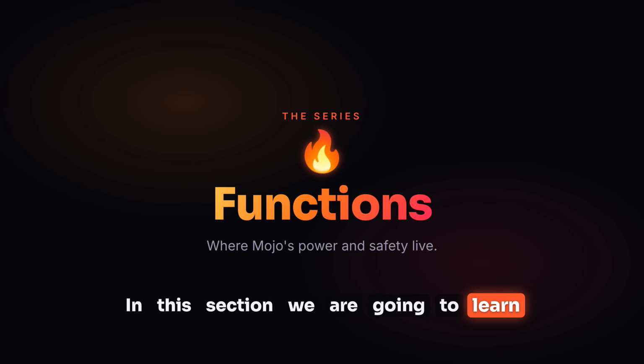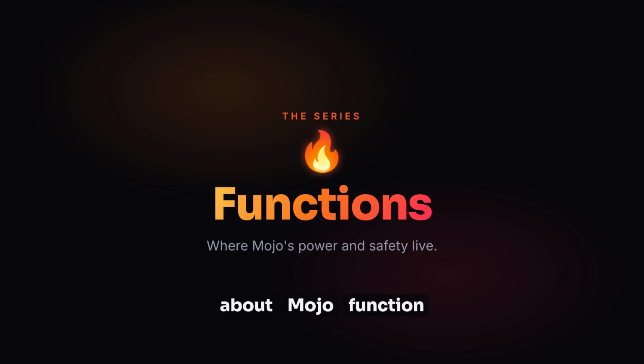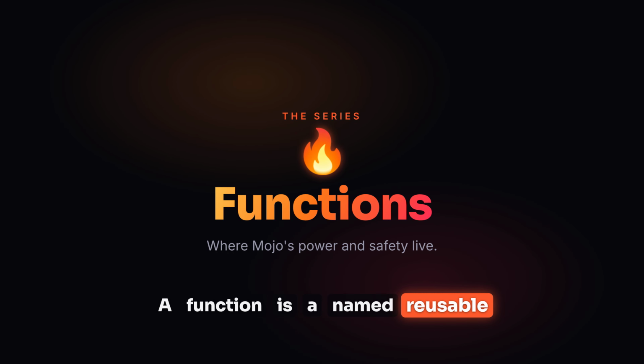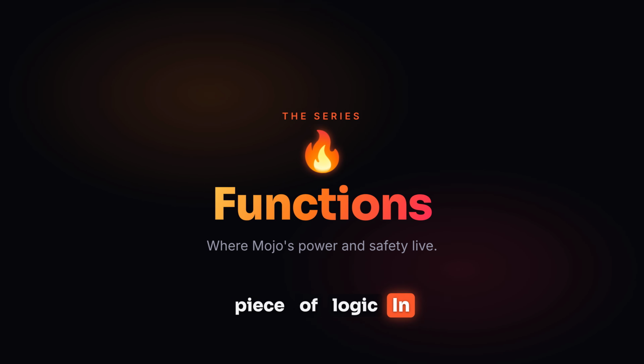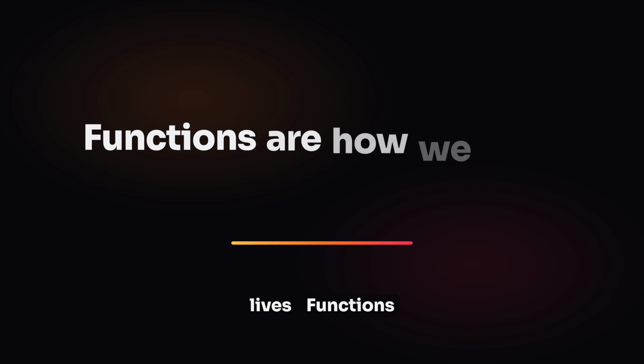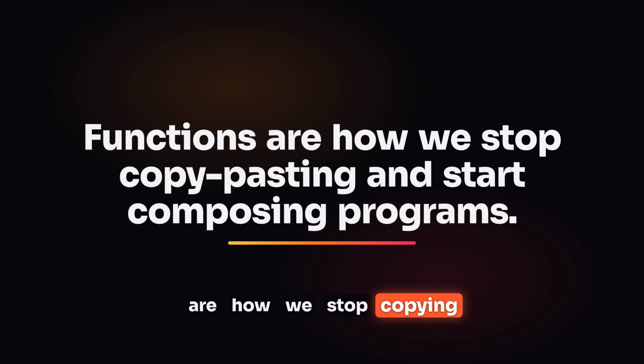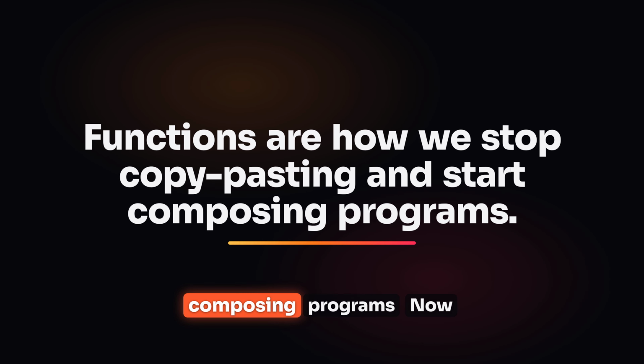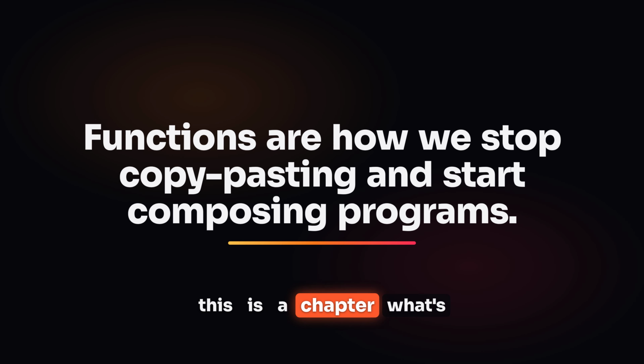In this section, we are going to learn about Mojo's function. A function is a named, reusable piece of logic. In the Mojo programming language, it's also where a lot of the power lives. Functions are how we stop copy-pasting code and start composing programs. Now, this is a chapter worth slowing down for.